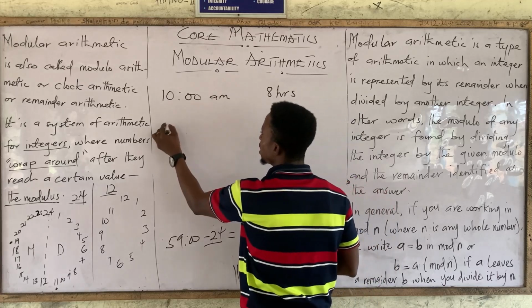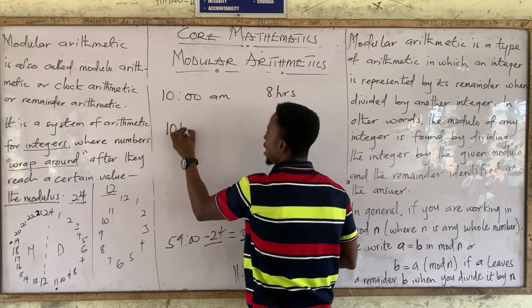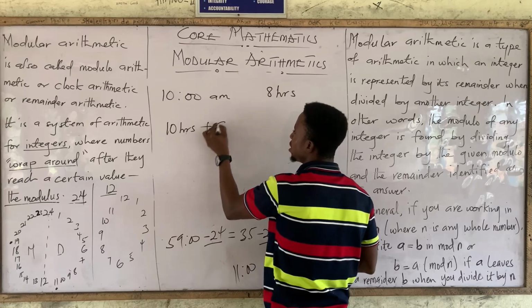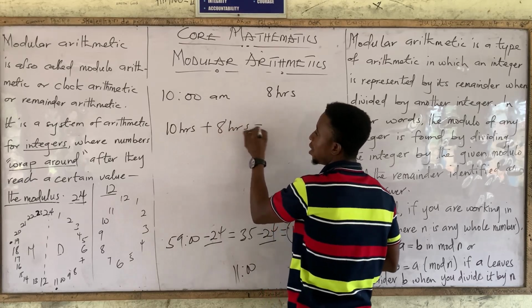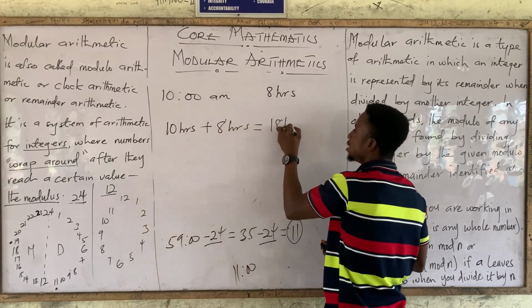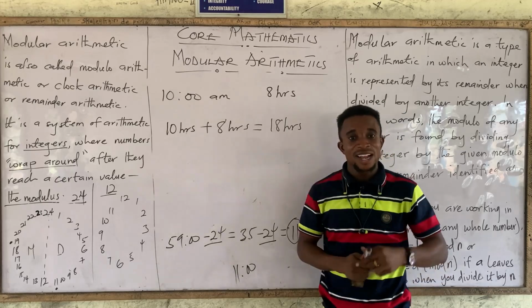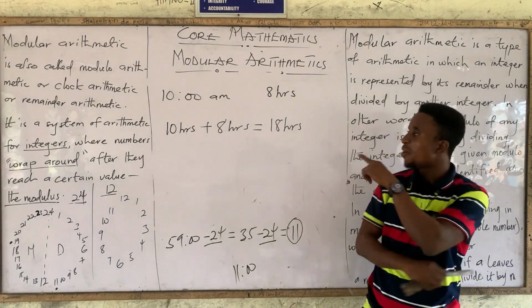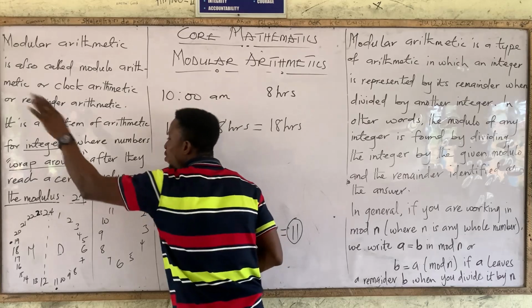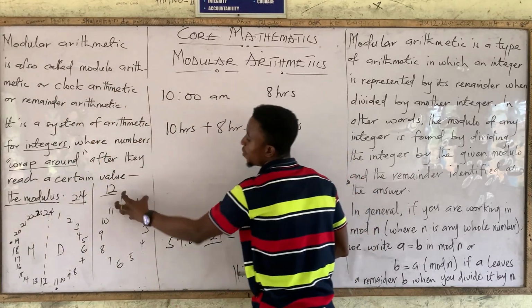So this one too can be written as 10 hours. Then we say plus 8 hours. And that one too is getting me 18 hours. And now you can basically say that 18 hours too is in the 24-hour clock. We are now in the 12-hour clock.